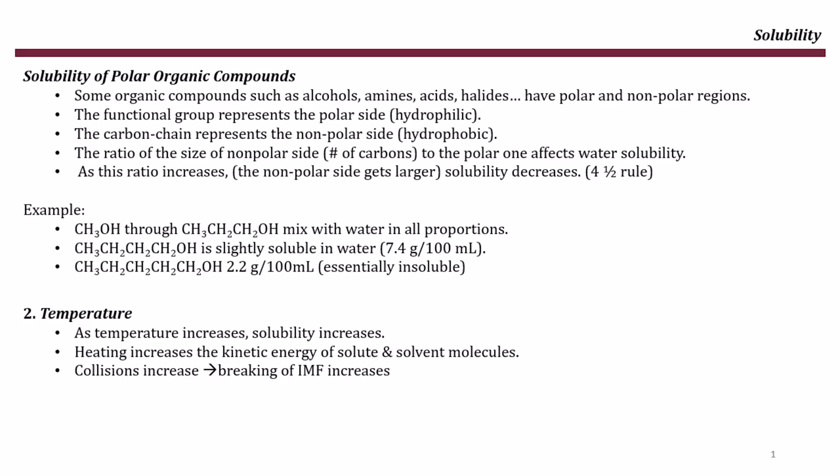As the nonpolar part of the molecule becomes larger, the solubility in water decreases. This is often summarized as the 4.5 rule. For example, methanol, ethanol, and propanol are all completely miscible with water. But butanol, which has 4 carbons, is only slightly soluble in water, about 7.4 grams per 100 milliliters. Pentanol, with 5 carbons, has a solubility of only 2.2 grams per 100 milliliters, which is essentially insoluble.